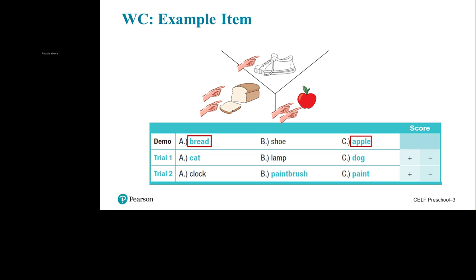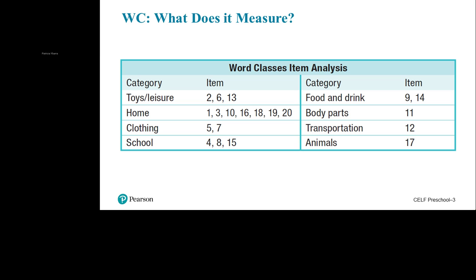Here's an example item for the word classes subtest. So the examiner would say, I'm going to say some words and show you some pictures. 2 of the words go together. Look and listen as I say the words. And so the examiner would point to each picture as it's named: bread, shoe, and apple. Bread and apple are the two words that go together best. An analysis of the child's responses can provide a preliminary description of the semantic class relationships that the child understands. Use the word classes item analysis table to determine error patterns in the child's responses.